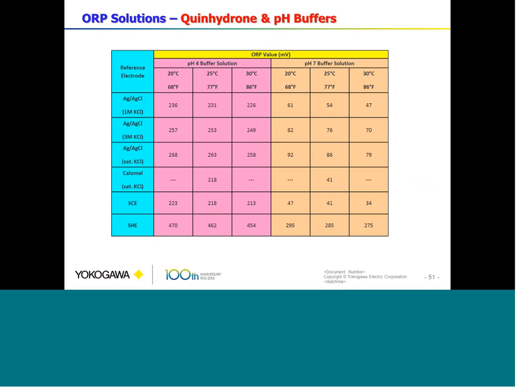Quinhydrone, in fact, we've tried it here. You put a very little bit into a buffer, like a 4 buffer here, until there are some particles left that have not dissolved. And I'm going to say that my electrode has a 3 molar KCl, and it's at 25 degrees C. So what I should expect to see is 253 millivolts. All right.